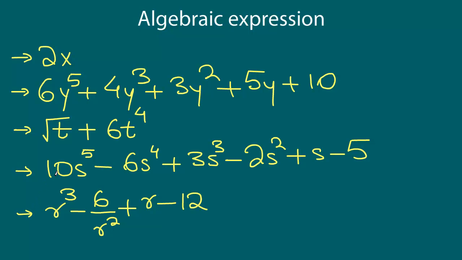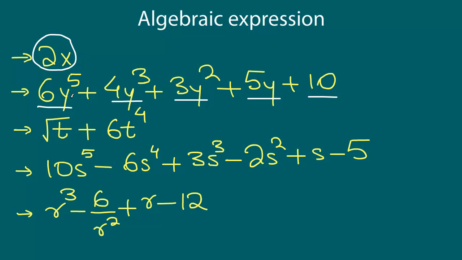Now, the first one has how many terms? The first one has only one term because this is the algebraic expression. So it has only one term and the term is 2x. What about the second example? The second example has one term plus the second term plus the third term plus the fourth term plus the fifth term. There are 5 terms in the second algebraic expression.